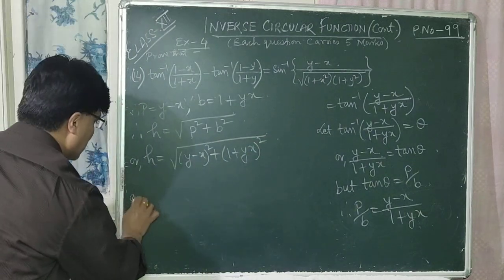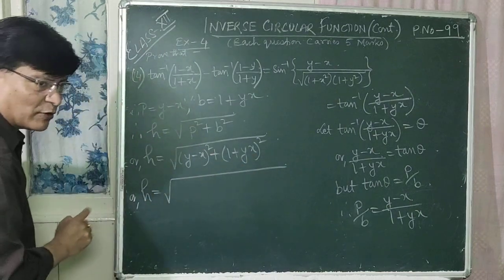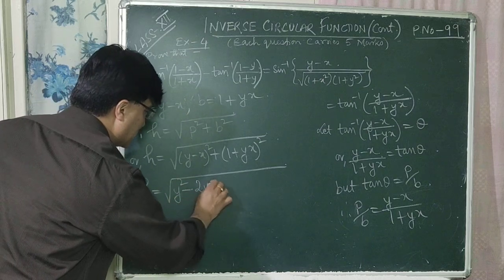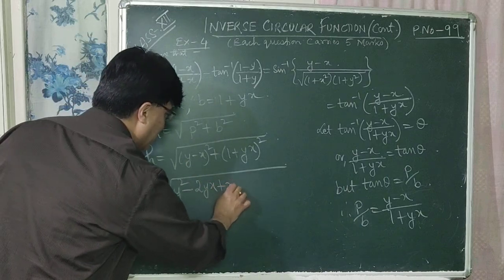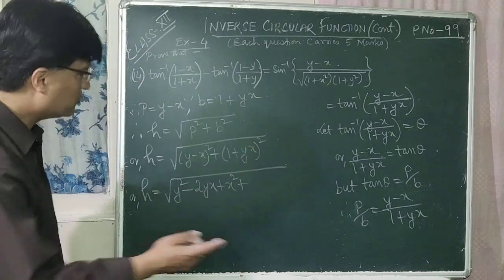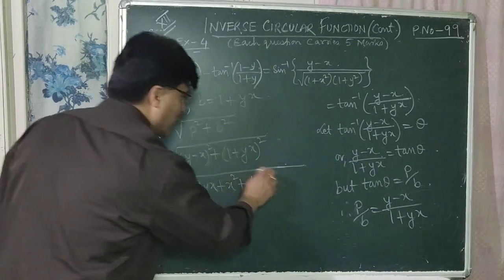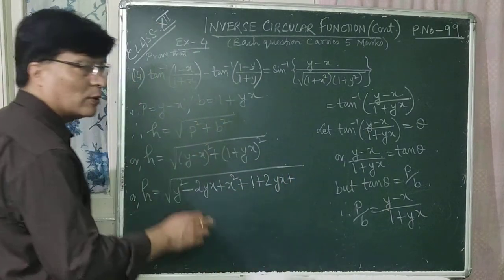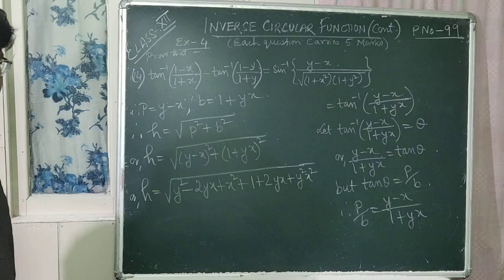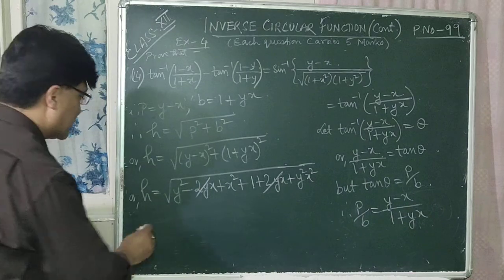Let us simplify it. h is equal to root under, now this is your (a minus b) whole square. You know the formula. What is a whole square? y square. What is minus 2ab? Minus 2yx. What is plus b square? It is x square. Plus, similarly, this is your (a plus b) whole square. What is a whole square? 1 whole square, that is 1. Plus twice into 1 into yx, that is twice yx. Plus, what is b square? It is y square x square. Is that clear? So here you can cancel this 2yx and 2yx.